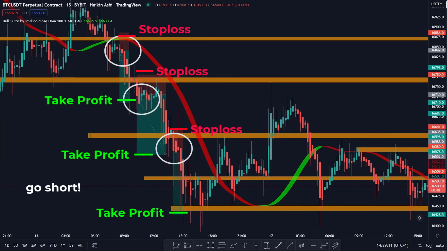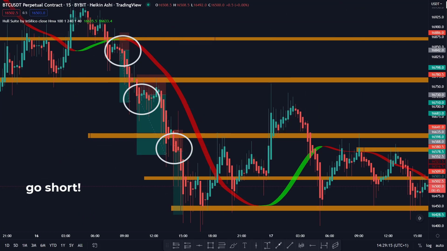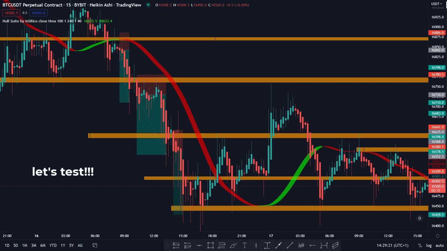As we see in this example, we made 3 entries, all of them profitable, which again leads to some very nice gains. Now we finally put our technique to the test. I will also, as usual, fast forward so we can see the results more quickly.